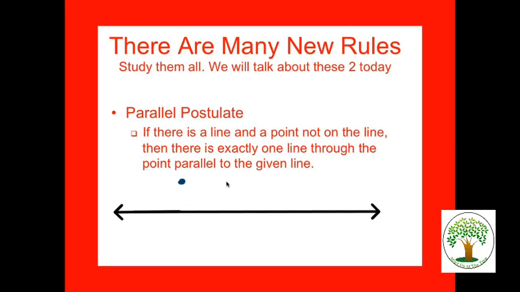It says, if there is a line and a point not on the line, then there is exactly one line through the point that is parallel. I can only do one line through that will be parallel to here. There's no more. Only one. Okay? That's what the parallel postulate says.